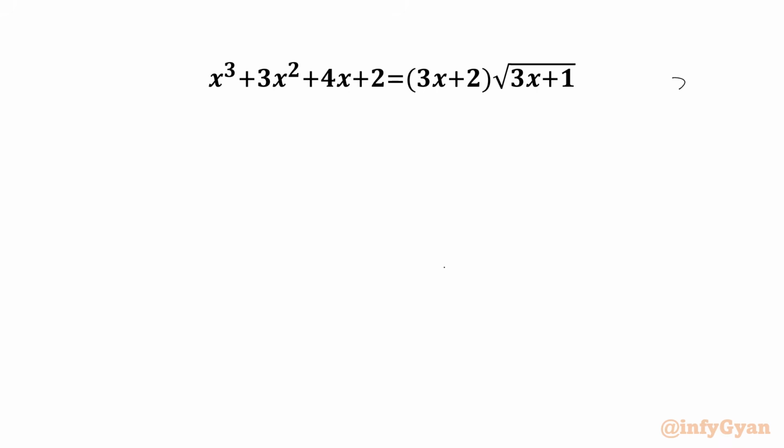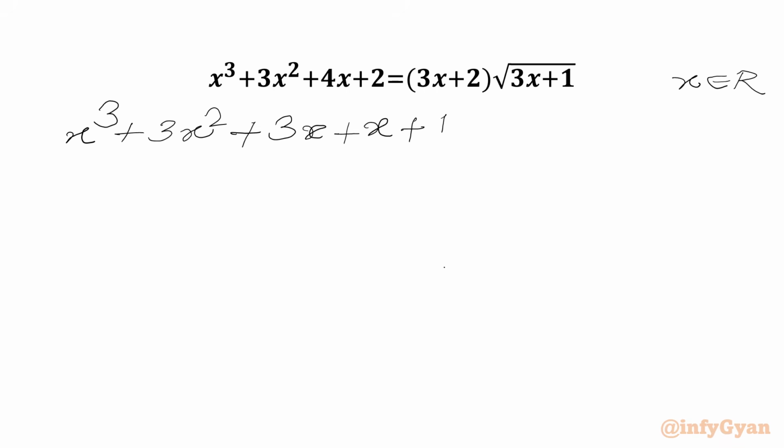So let's get started by writing here x belongs to real numbers. Now we will write our equation: x cube plus 3x square. We have 4x, which we can write as 3x plus x. Then we have 2, which we can write as 1 plus 1. And on the right hand side we will write 3x plus 2 times square root of 3x plus 1.